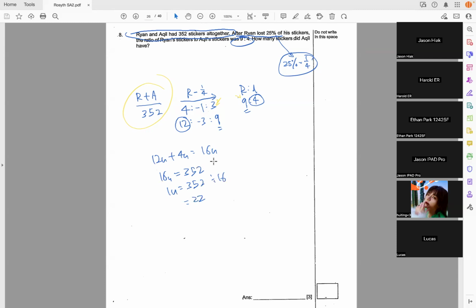How many stickers did Echo have? Which is 4 units. So 4 times 22, and that's the answer.